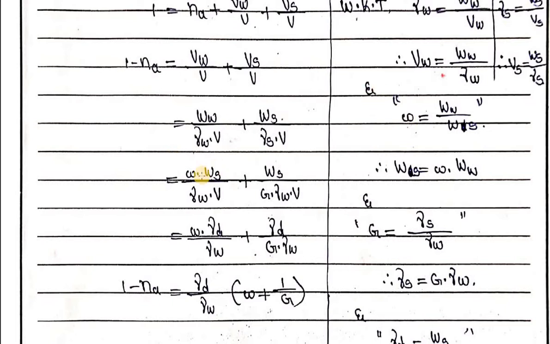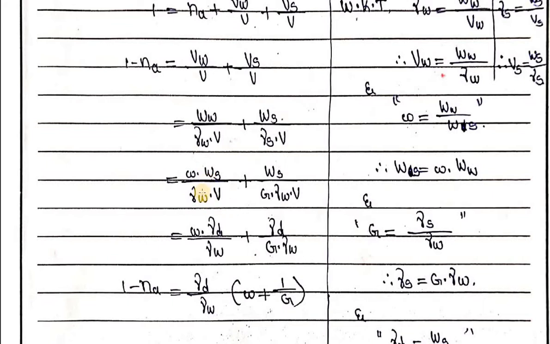So how did I come to this equation? Instead of this, I am replacing these two terms. Small w, the water content, is equal to weight of water divided by weight of soil solids. So weight of water is equal to water content into weight of soil solids. I am arriving at this equation here, so I have just replaced it.